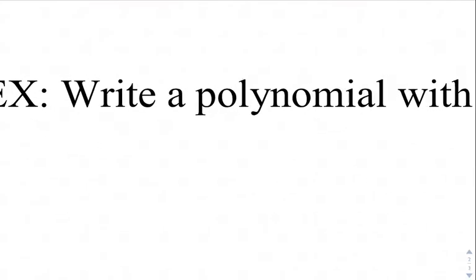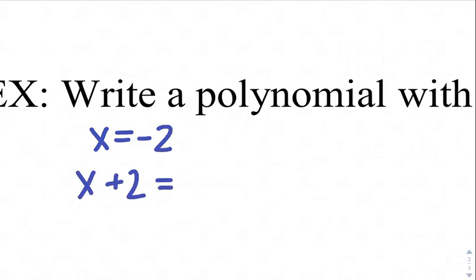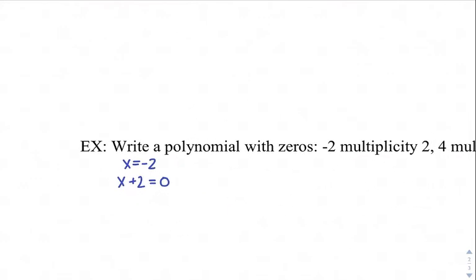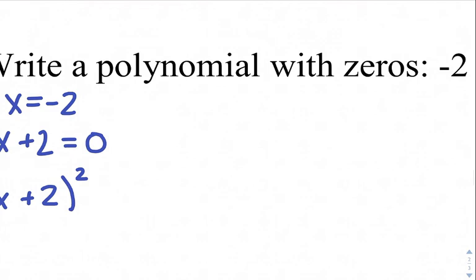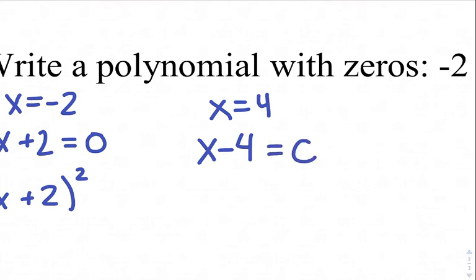So to find zeros, remember if they give you the x, it would be x equals -2. So since x equals -2, that would be x plus 2 equals 0. Well, the important thing here, it says it has a multiplicity of 2, which means I need to put this to the power of 2. So that would be one factor. The next one is x equals 4. Well, x equals 4, the factor would be x minus 4 equals 0. This one had a multiplicity of 1, so I put it to the first power.